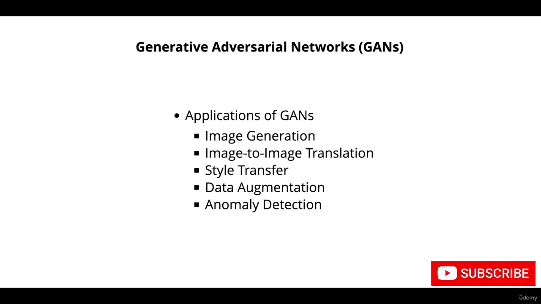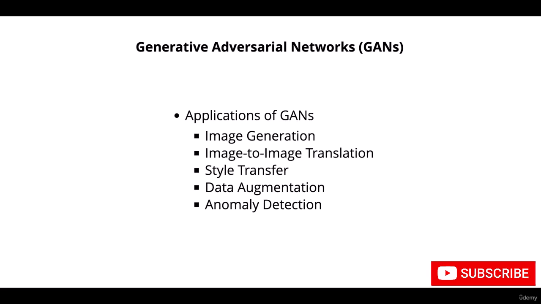The applications of GANs include image generation, where you generate realistic images of faces, objects, scenes, etc. You've probably seen some of those online these days. Image to image translation, translating images between different domains such as day to night, black and white to color, etc. Style transfer, transferring artistic styles between images, more like a signature of an artist. Data augmentation, where you generate synthetic data samples to augment training datasets. Anomaly detection, detecting anomalies in data by generating samples and identifying deviations from the training distribution.